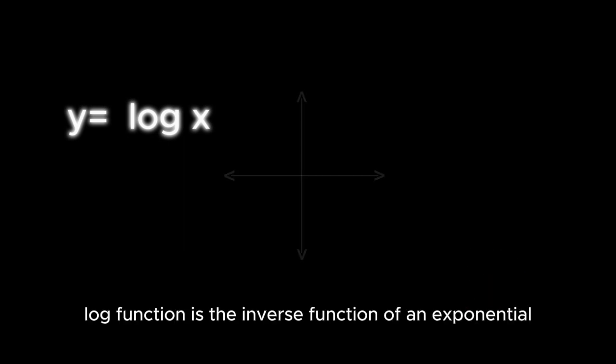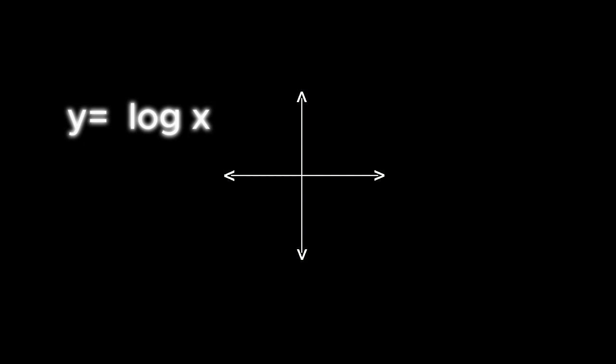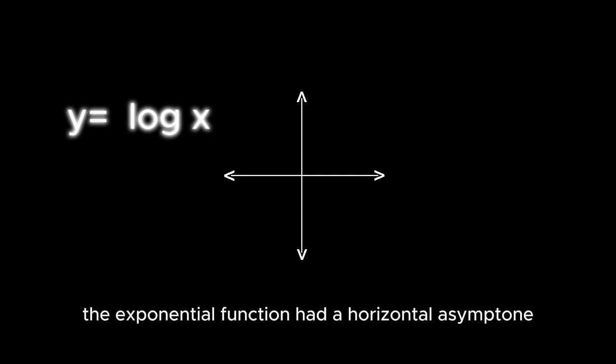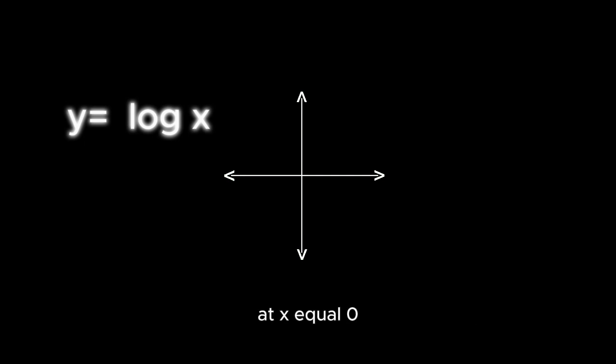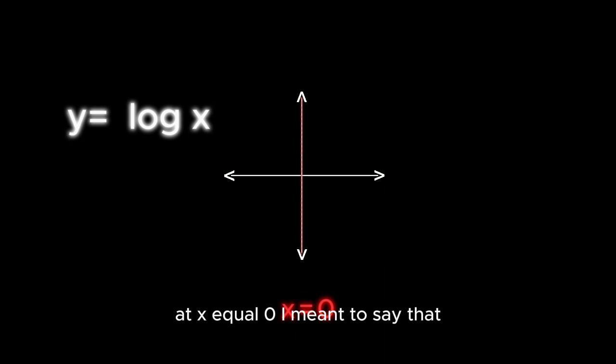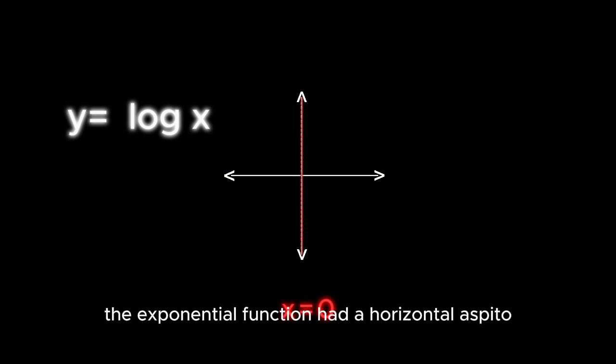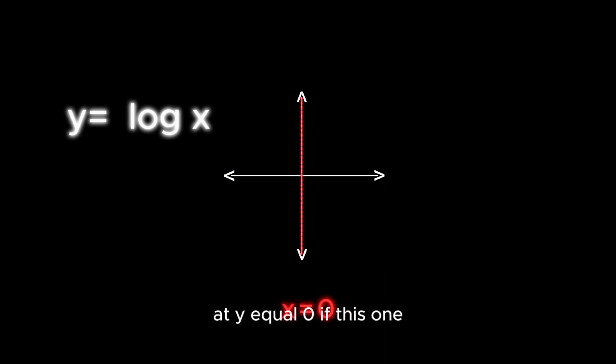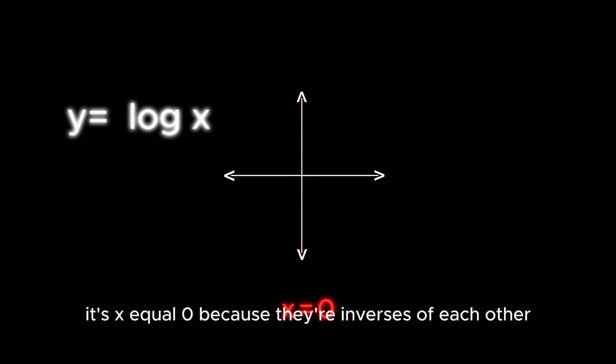Now the next one we're going to go over is the natural log function. It turns out that the natural log function is the inverse function of an exponential function. The natural log function has a vertical asymptote at x equals 0. I meant to say that the exponential function had a horizontal asymptote at y equals 0. Of this one, it's x equals 0.